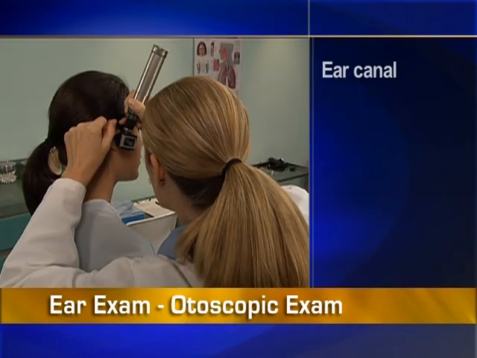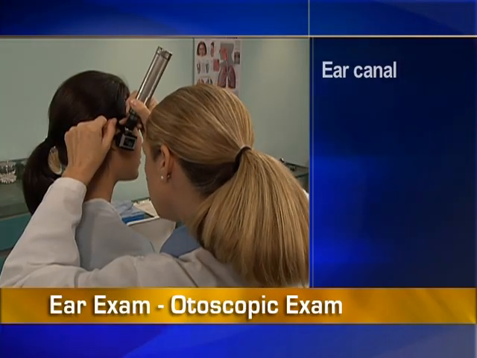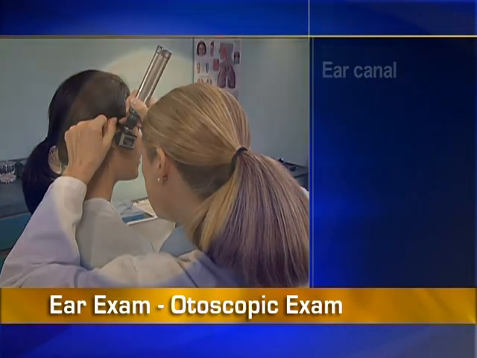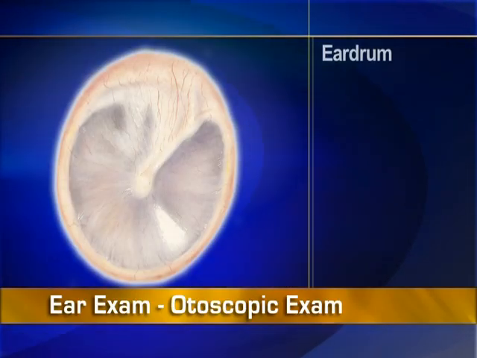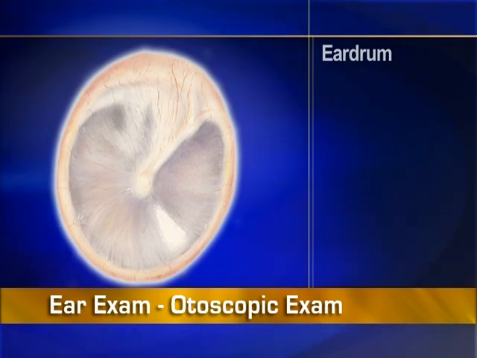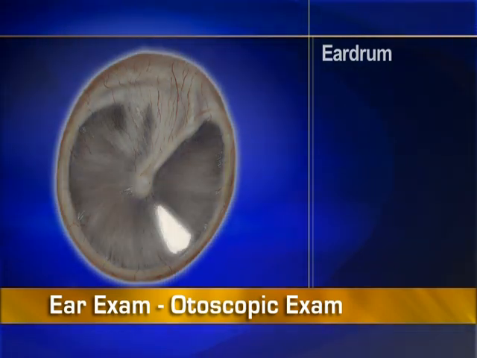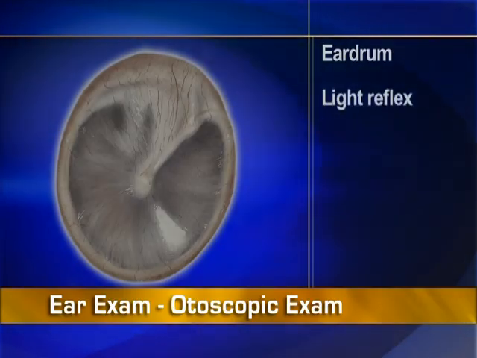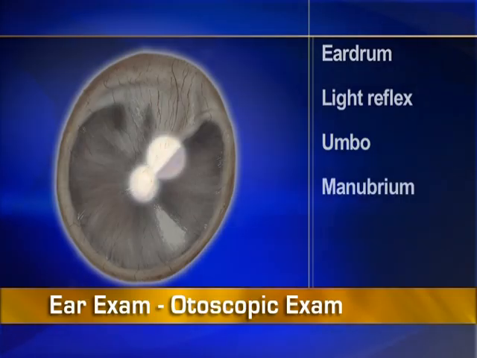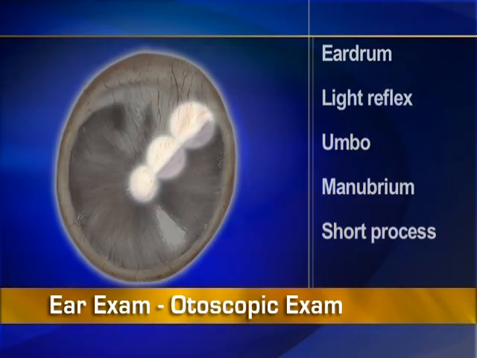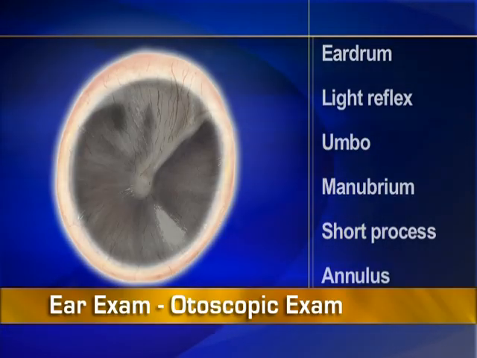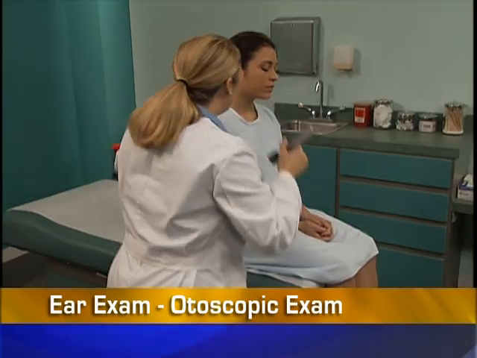It may have some cerumen, but should have no redness, swelling, lesions, foreign bodies, or discharge. Next, observe the eardrum, which normally appears shiny, translucent, and pearly gray. Its cone-shaped light reflex should appear in the antero-inferior quadrant. The umbo, manubrium, and short process should be visible through the eardrum. At the edge, the annulus should look whiter and denser.